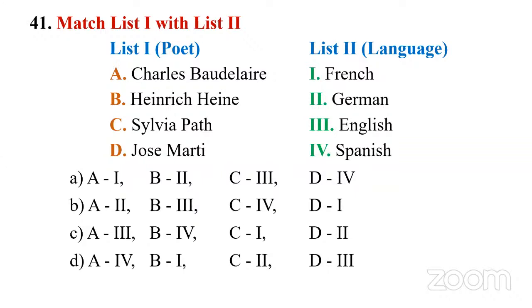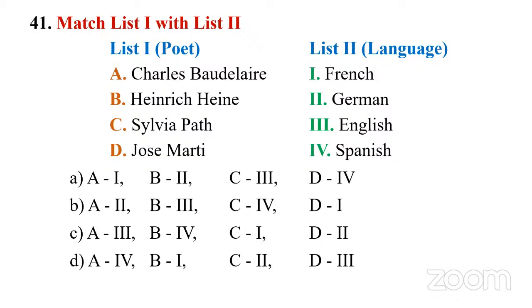On the one side, you have list 1, poets, and list 2, languages they wrote in. Under list 1, we have A, Charles Baudelaire, against which we have list 2, 1, French. Then B, Heinrich Heine, against which we have number 2, German. Then C, Sylvia Plath, against which we have 3, English. Then D, Jose Marti, against which we have 4, Spanish. So what you have to do is match the poet with the language he or she wrote in. So this is the match the following.